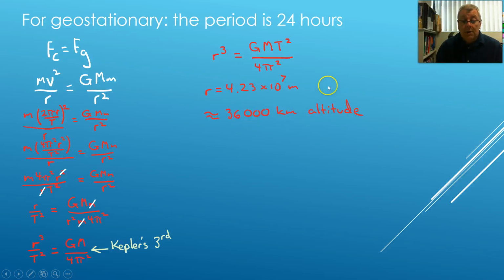So all geostationary satellites have to be put in that position, and they have to be over the point of the equator that they're interested in. And they don't move off that point.